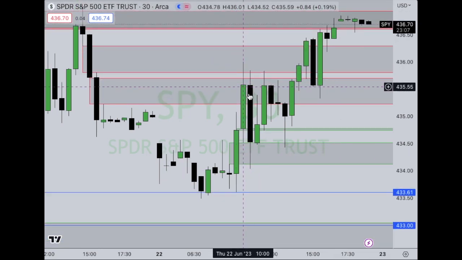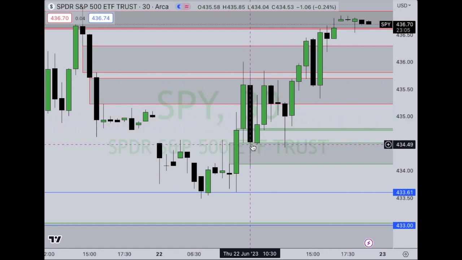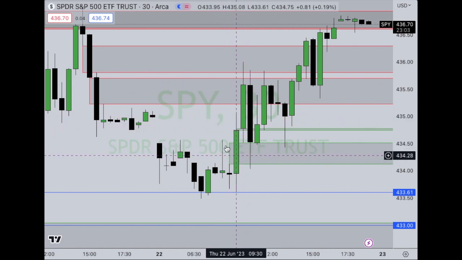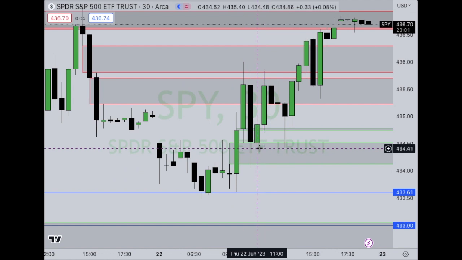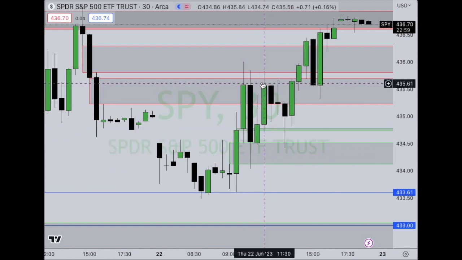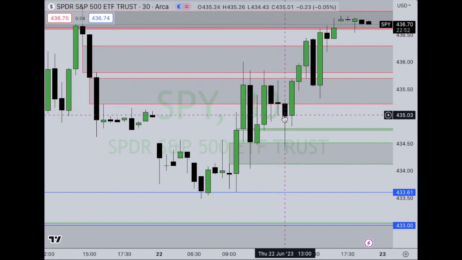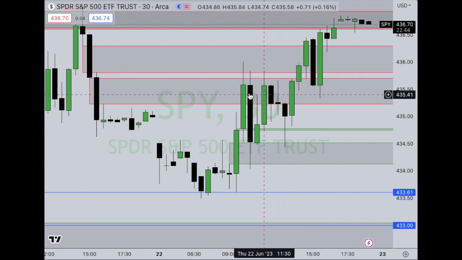Wicks into one, bodies into the other, before rejecting back down lower into our imbalance that was formed off that open candle. And we continue higher yet again, getting back into that imbalance, rejecting once more, coming on down here, and just one more time for good measure, wick into this imbalance yet again, and take off.